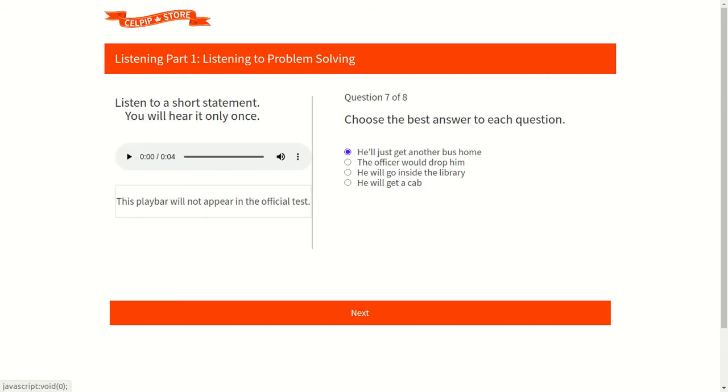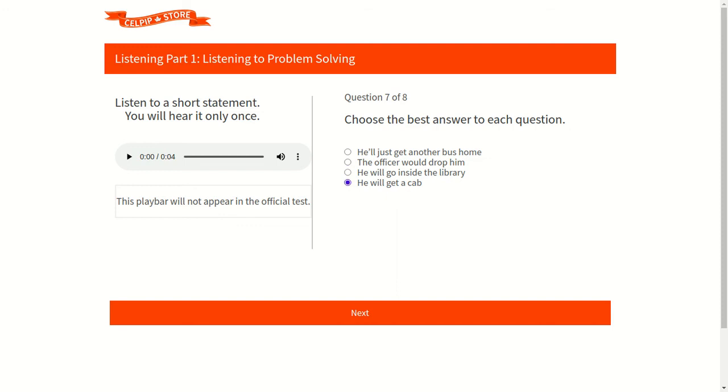Now, let's go to the next question. Our 7th question is, Question 7. How could the man reach on time for the interview? Here are our 4 options. Option 1, he'll just get another bus home. Option 2, the officer would drop him. Option 3 is, he will go inside the library. And option 4 is, he will get a cab.